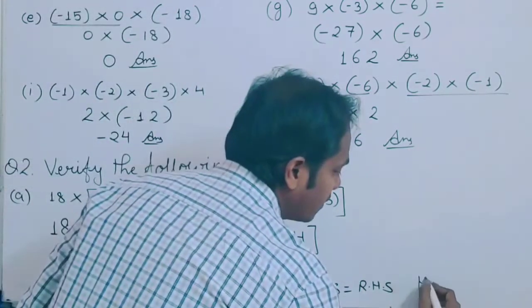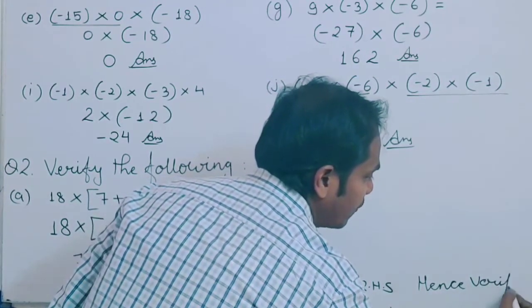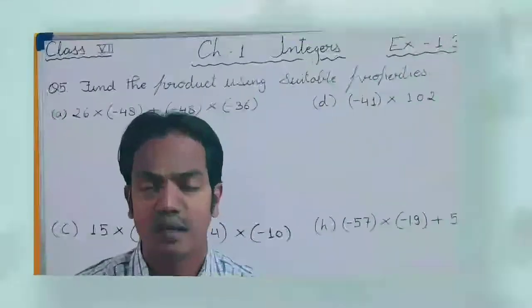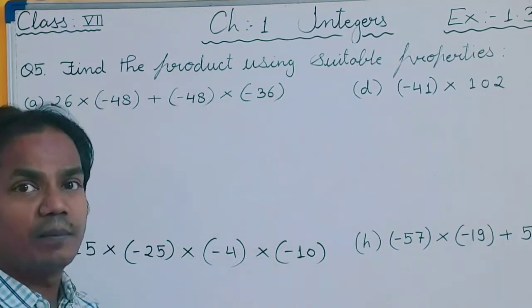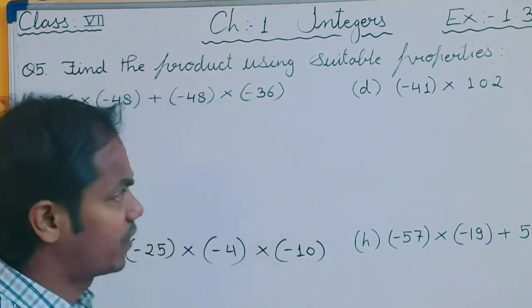After this you can write hence verified. This is your proving. Okay students. Now question number 5. Find the product using suitable properties. You have to find the product using some properties.